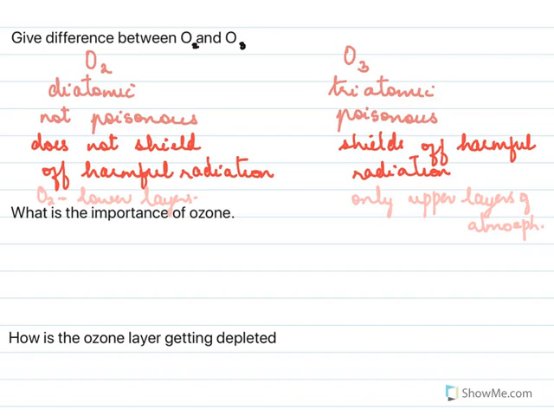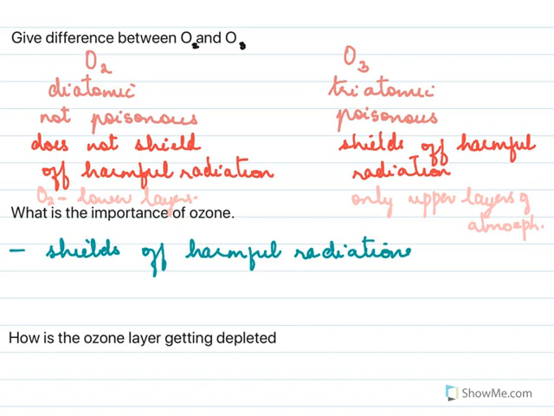Next question, what is the importance of ozone? Now, we have already seen it shields off the harmful radiations, and hence prevents the occurrence of diseases like skin cancer and eye disorders.